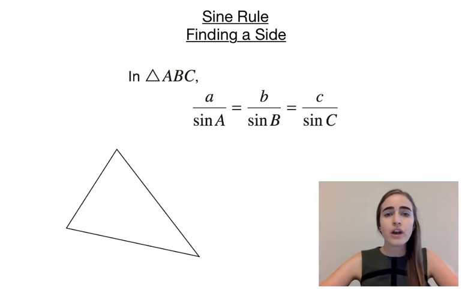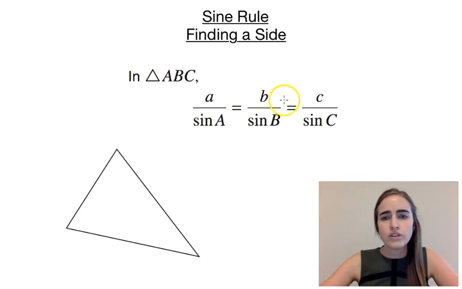In this video, I want to have a look at the sine rule, and specifically we're going to have a look at using the sine rule to find the length of a missing side. But first off, let's look at what the sine rule is. So this here is on your formula sheet. It says in triangle ABC, a over sine A equals b over sine B equals c over sine C.